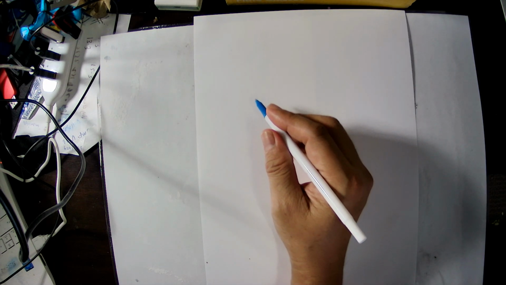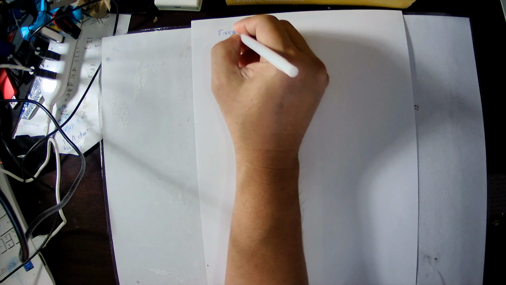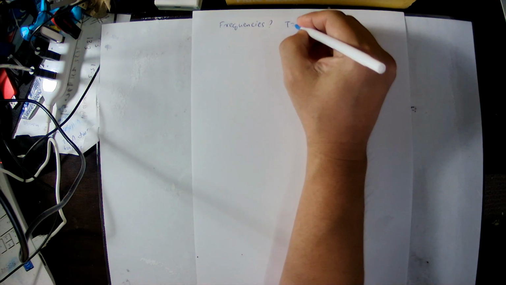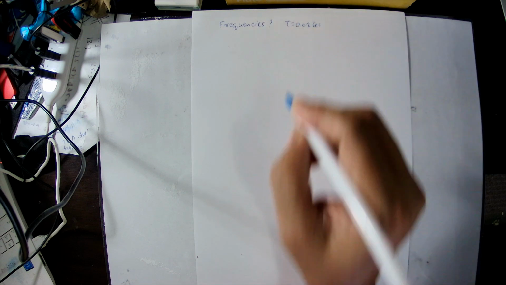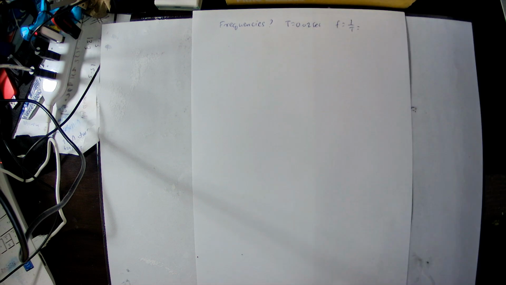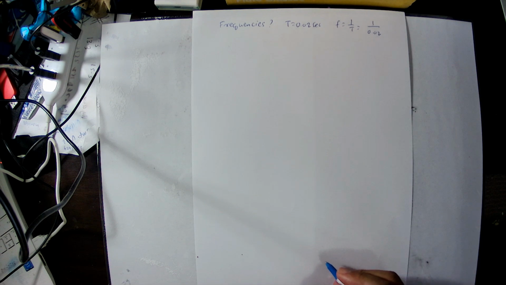So we have to calculate the frequency. The waveform is given. The time period T equals 0.02 second. So we calculate the frequency: f equals 1 by T, so 1 divided by 0.02. So we get the frequency as 50 hertz.